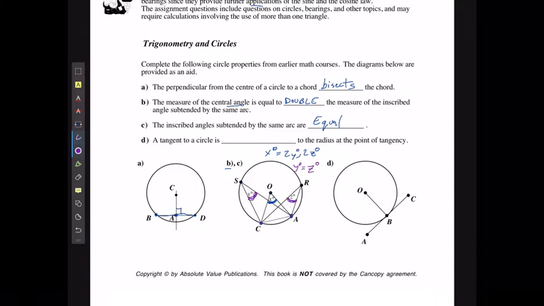A tangent to a circle is, as we can see here, perpendicular to the radius at the point of tangency. So if I say it's tangent, then it touches it once, never touches again, and this tangent line is going to be perpendicular to whatever my radius was.